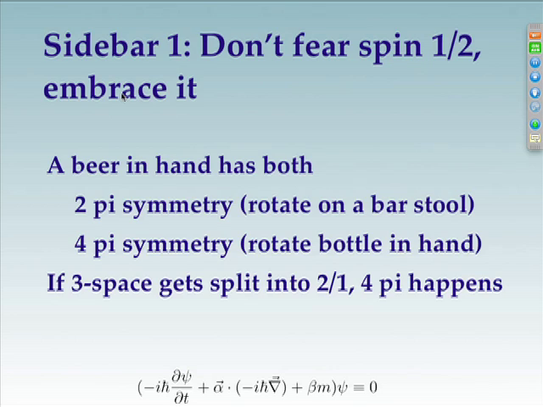So if 3 space somehow gets split into 2 and 1, there's the dimension with my arm, and then there's the other thing. That's when I think 4 pi stuff begins to happen.